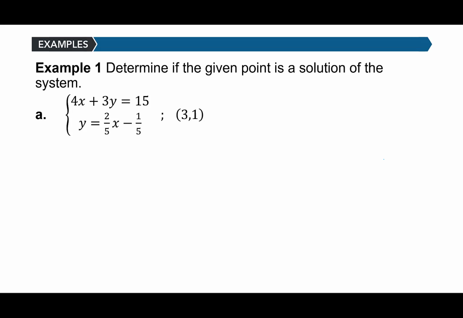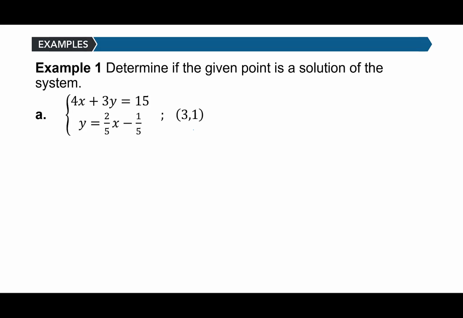So let me show you that. In this example, we want to determine if the given point is a solution of the system. And we have a system. We always use this big brace to denote that those two equations have to be solved together. So we have this system of 4x plus 3y equals 15, and y equals 2/5 x minus 1/5. We want to determine if the ordered pair (3, 1) is a solution of that system.